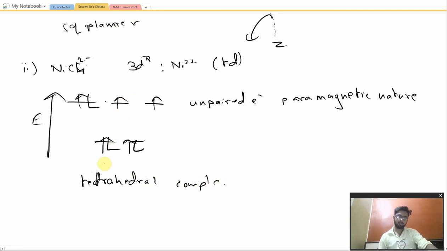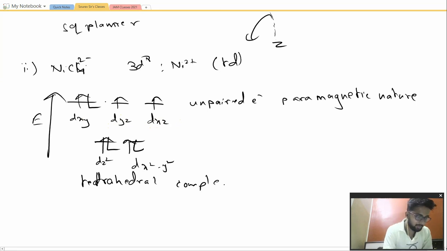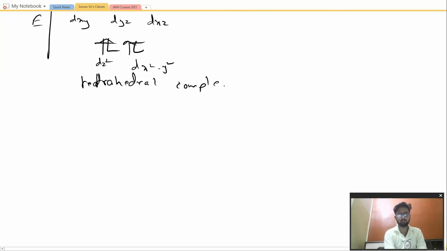Let me just draw the orbital names for you: dz square, dx square minus y square. This one is the dxy, dyz, dxz. Okay, so this is the case. Yeah, so this question is done.